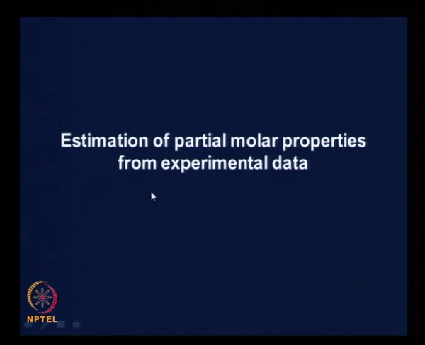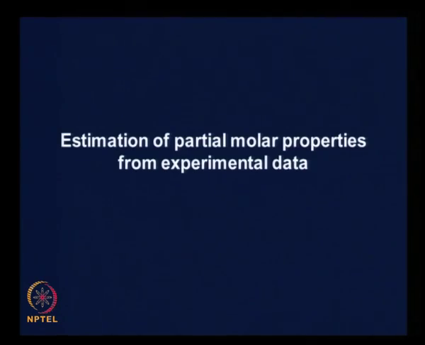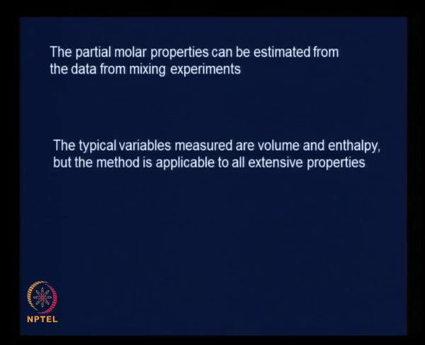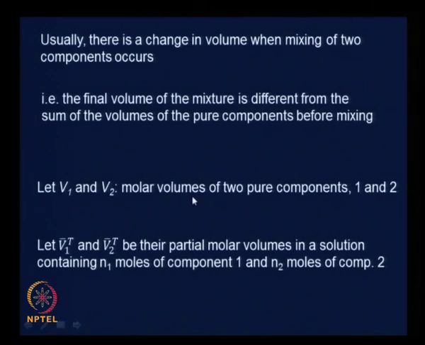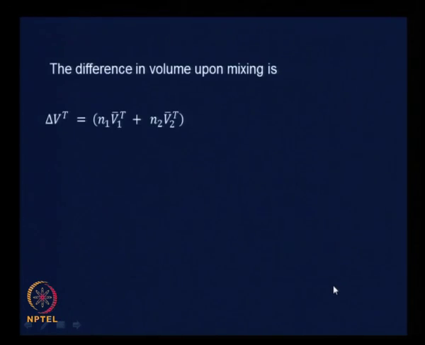And then we looked at how to estimate the partial molar properties from experimental data. The experiments that we are interested in are called mixing experiments, where the initial values are measured and the total value upon mixing is measured. For example, if we take volume, since it is easy to imagine, if V_1 and V_2 are the molar volumes of the pure components 1 and 2, and V_1 hat and V_2 hat are the partial molar volumes in a solution containing n_1 moles of component 1 and n_2 moles of component 2, then the difference in volume upon mixing, which is what actually is measured and plotted, is n_1 V_1 hat plus n_2 V_2 hat.